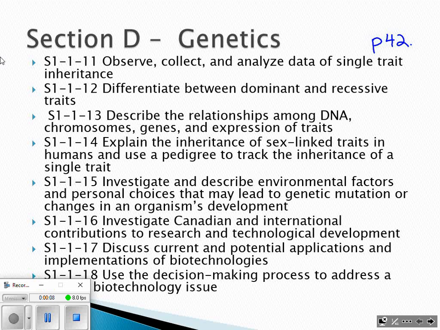So we're going to focus mainly on the first 4 outcomes here, looking at single trait inheritance, differentiating between dominant and recessive traits, which is what you saw in that booklet you just did, describing the relationship between DNA, chromosomes, genes, and then how those traits are expressed, so what you look like. And we'll get into sex-linked traits, and we'll use a pedigree, which is like a family tree that tracks genetic traits, to look at that inheritance of that single trait.